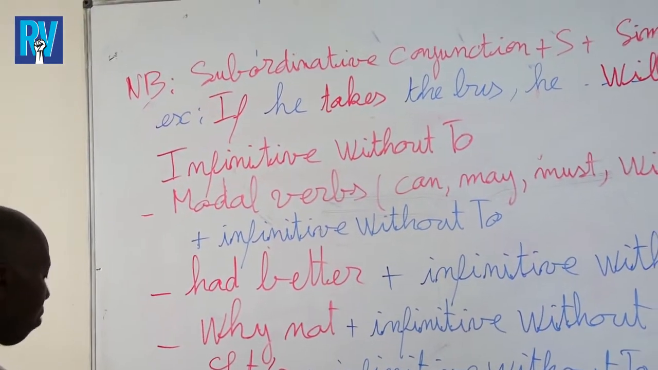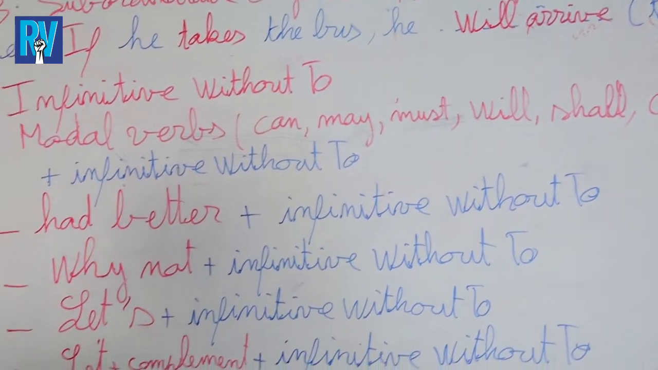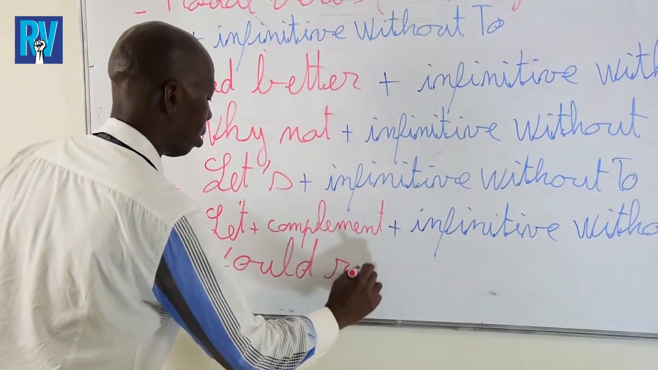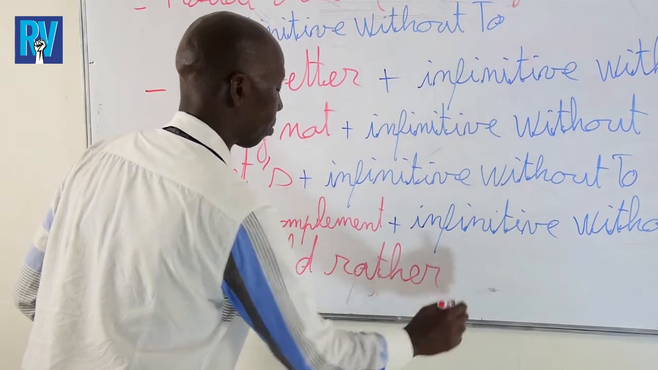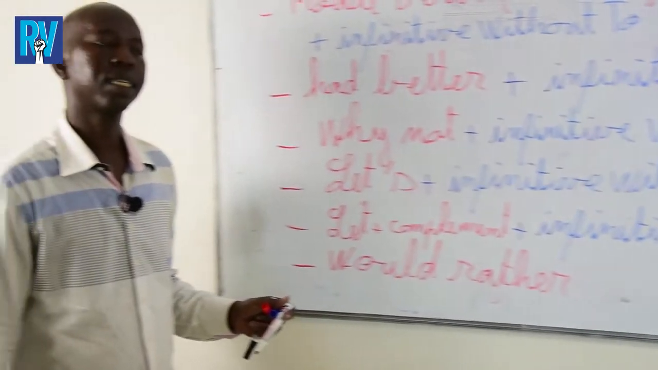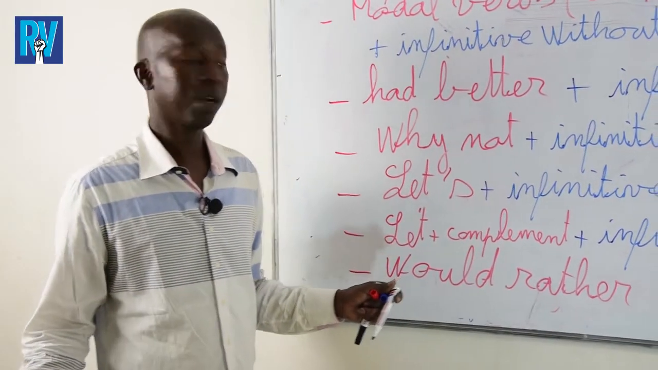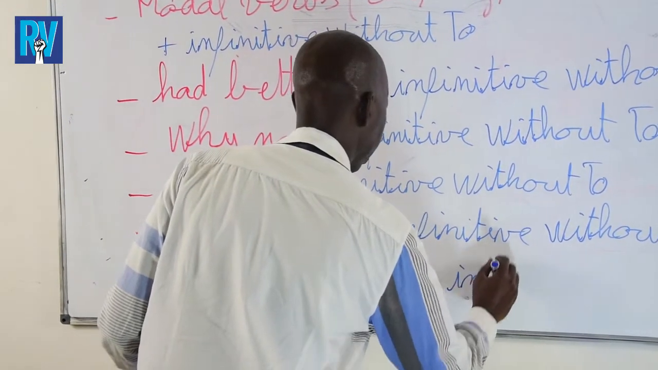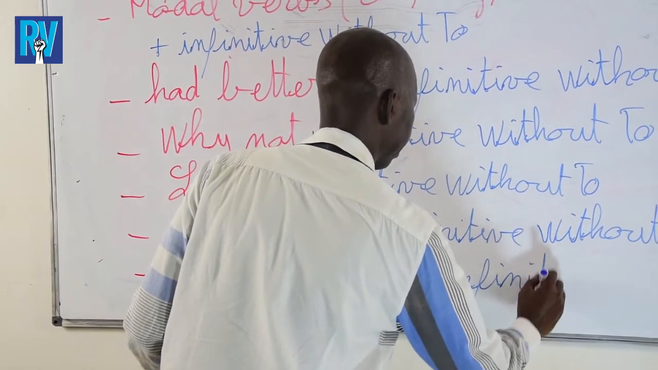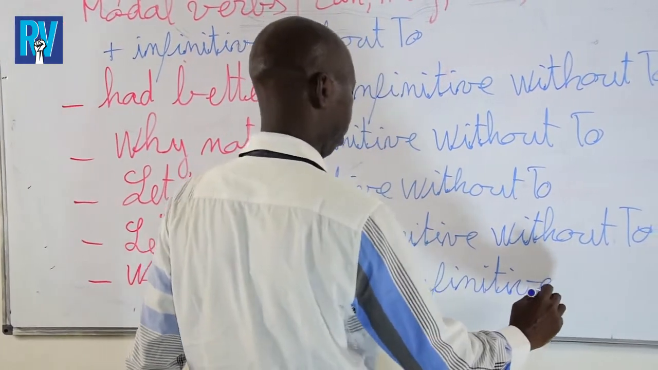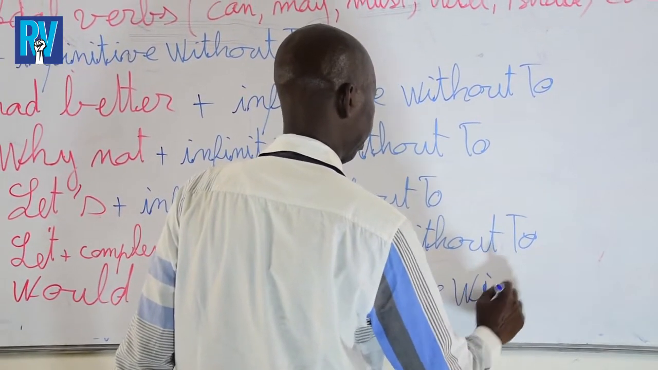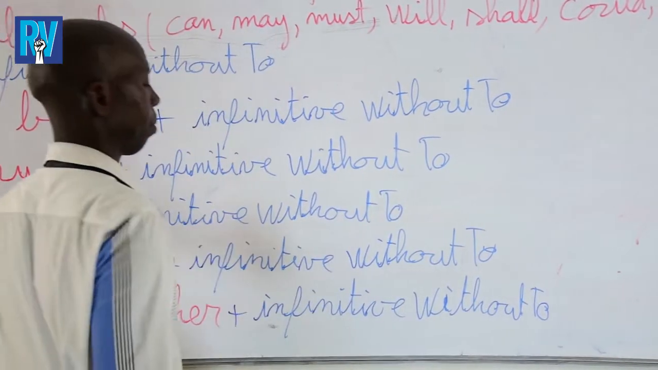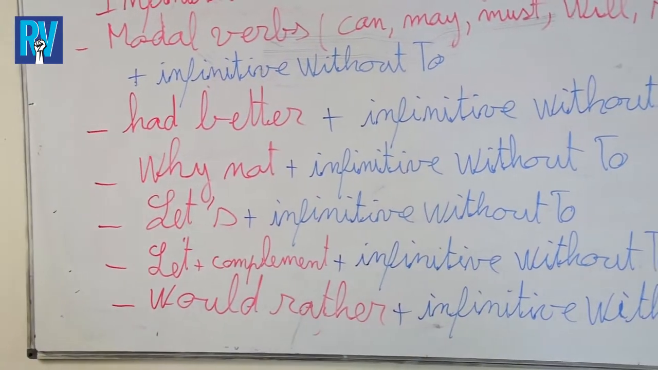Okay? And we have also would rather. I would rather take. I would rather stay. J'aimerais rester. Would rather is followed by an infinitive without to. Infinitive sans to. Le verbe qui suit. Without to.